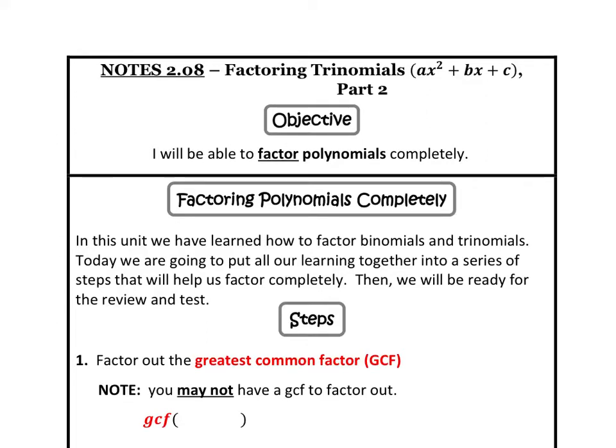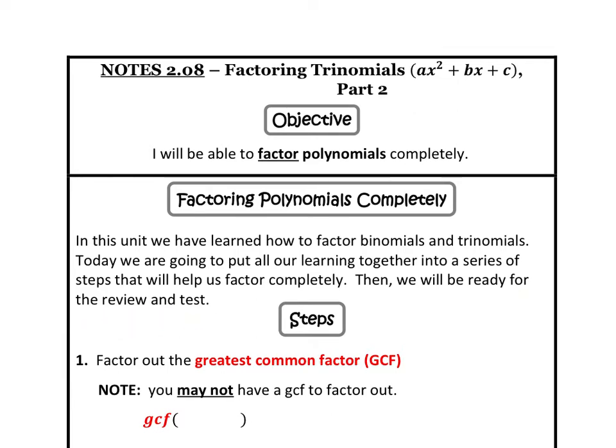Alright, good morning guys. Today we're going to be covering Notes 2.08, and this is actually the last lesson before the review, and then after the review we're going to have the test. Over the past couple of weeks we've learned how to factor binomials and trinomials, and today we're going to put everything that we've learned together and outline some steps to make sure that we're factoring out the most that we can, and then we should be ready for the review and the test.